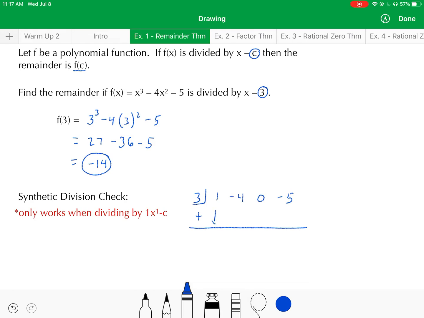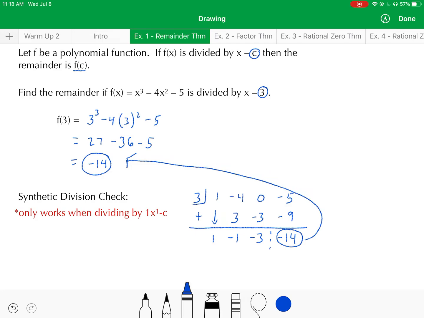We always start the process by bringing the first number down, then multiply it by the value of 3 in the box and write the result here. Negative 4 plus 3 is negative 1. Now the process starts over. Negative 1 times the box value of 3 is negative 3. 0 plus negative 3 is negative 3. Negative 3 times 3 is negative 9. Negative 5 plus negative 9 is negative 14. And recall, the last number in synthetic division is always your remainder from the division process. Notice how that is in fact equivalent to what we got when we evaluated the function with 3.